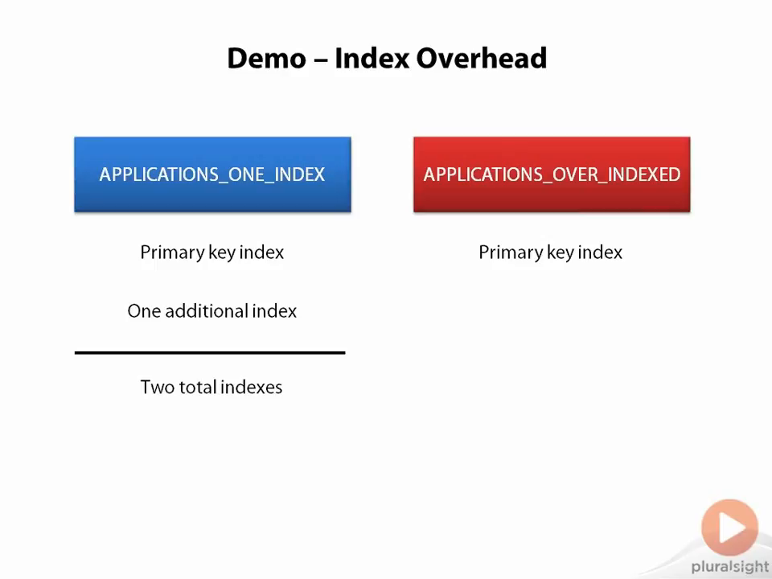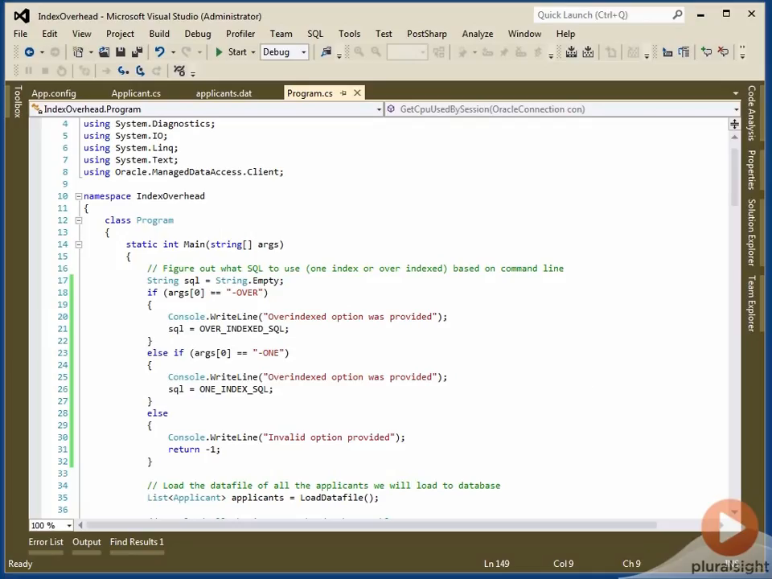On the Applications Over Indexed table, I have 10 additional indexes, basically one on almost every column in the table, and that makes a total of 11 indexes for this table. What I'm going to do is run this C# program, and it is going to insert 50,000 rows into the table that I specify on the command line. So we'll run this program twice to get results for both tables.